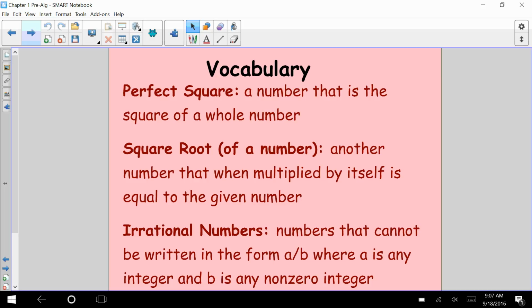So our definitions to start: a perfect square is a number that is the square of a whole number. So if I take any whole number and square it, such as 4 squared, that result is a perfect square. So 16 is a perfect square. A square root of a number is another number that when multiplied by itself is equal to the given number. So the square root of 16 would be 4 because 4 times itself gives you 16.